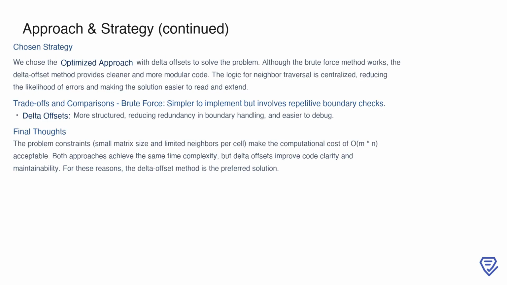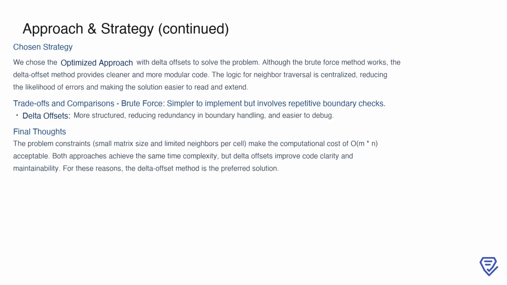Given the two approaches, we chose the optimized method with delta offsets as our strategy to solve the problem. While the brute force approach is simpler to implement, it involves repetitive boundary checks and hard-coded logic for neighbor traversal. In contrast, the delta offset method centralizes this logic, making the code cleaner, less redundant, and easier to debug. This modularity not only improves clarity but also reduces the likelihood of errors in future modifications.